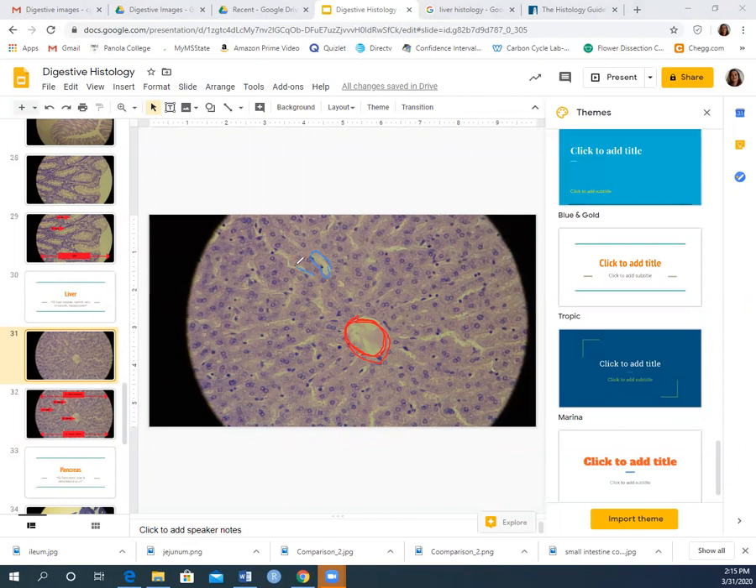And then we're going to now trace these sinusoids. These sinusoids are like little open canals. They're little spaces. You see those that I'm tracing in the blue? Those little canals are called sinusoids. I've traced them in blue.